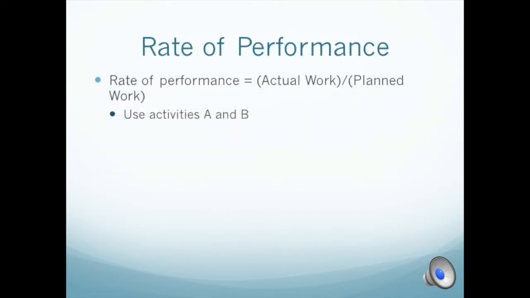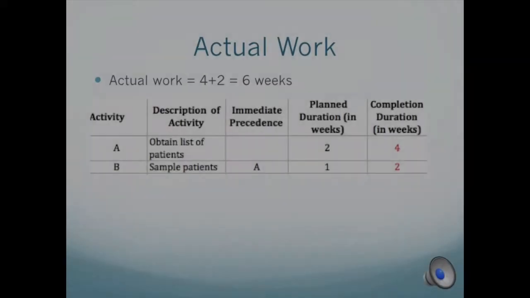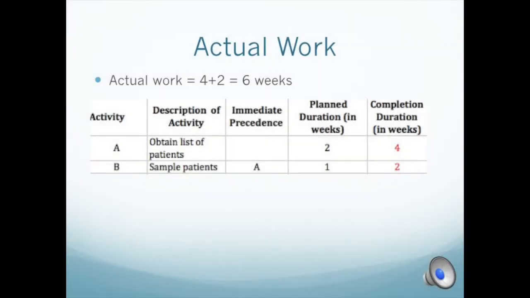To find the rate of performance, we have to calculate it through actual work divided by planned work. We've completed activities A, B, and C, but C is not on the critical path. Therefore, we're going to use activities A and B. To find the actual work, we're going to look at the completion duration in weeks. It's all in red. Activity A took 4 weeks and activity B took 2 weeks. We're just going to add it up. 4 plus 2 equals 6 weeks.